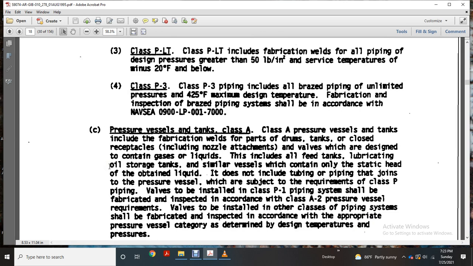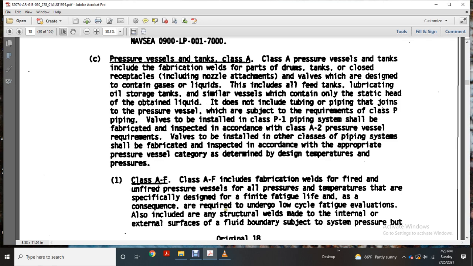Class P piping with the valve installed with the Class P1 piping shall be fabricated and inspected in accordance with the Class A2 pressure vessel requirements. Valves installed in other classes of the piping system shall be fabricated and inspected in accordance with the appropriate pressure vessel category determining the design temperature and pressure. Class AF. AF includes fabrication welds of unfired pressure vessels, all pressure vessels that are specifically designed for finite fatigue life that is consequently required for the underlying life cycle.